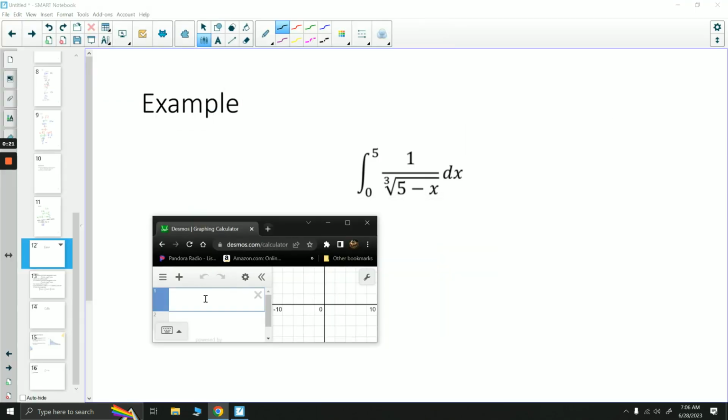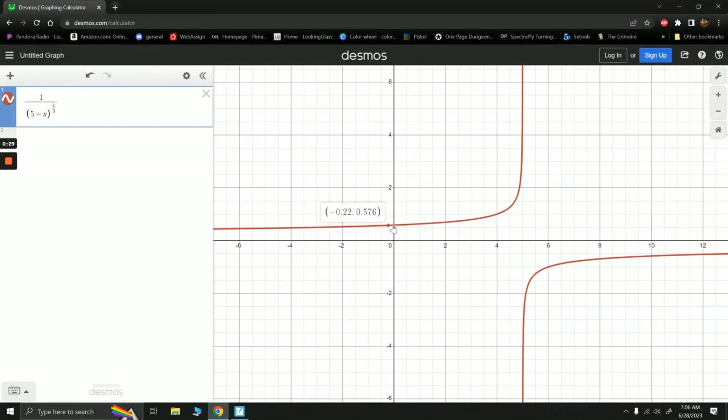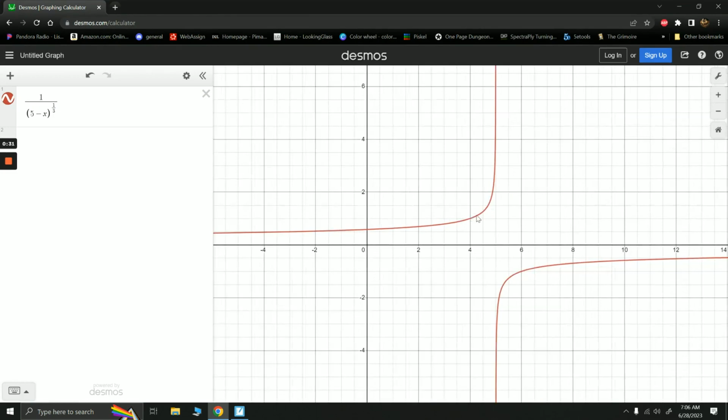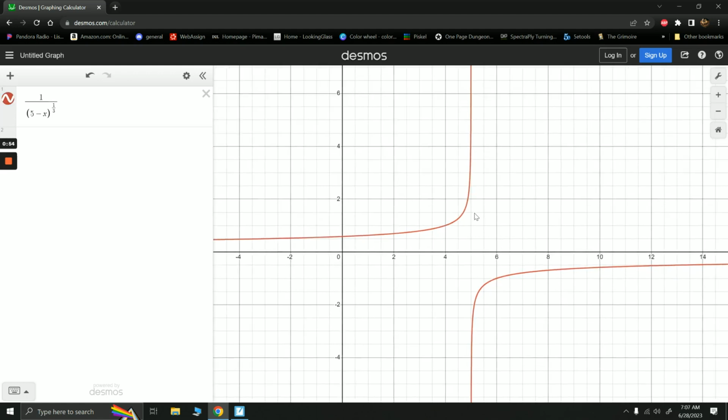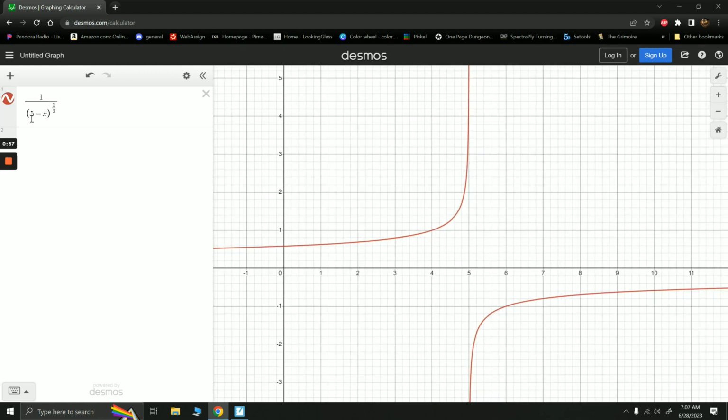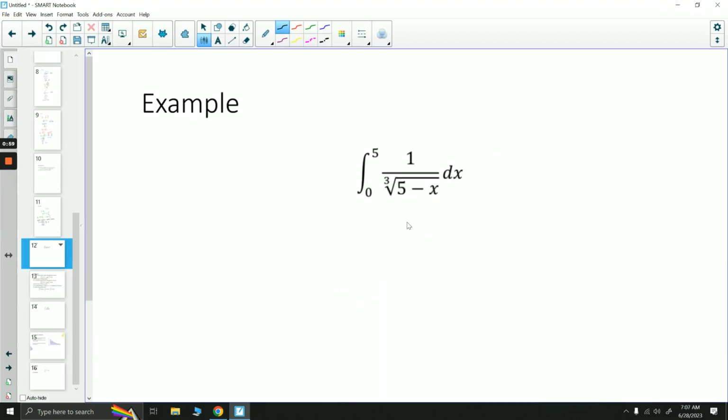If we have 1 over (5 minus x) to the 1/3, we see that we have no issue at 0, but as we go to 5, we get a vertical asymptote. So this thing goes off into the infinities as we approach 5 from the left. It goes to positive infinity. It doesn't matter for our case since our interval is from 0 to 5, but if we were coming in from the right, it goes to negative infinity. That's the sign of a vertical asymptote here. So this is problematic because at 5, our function doesn't exist.